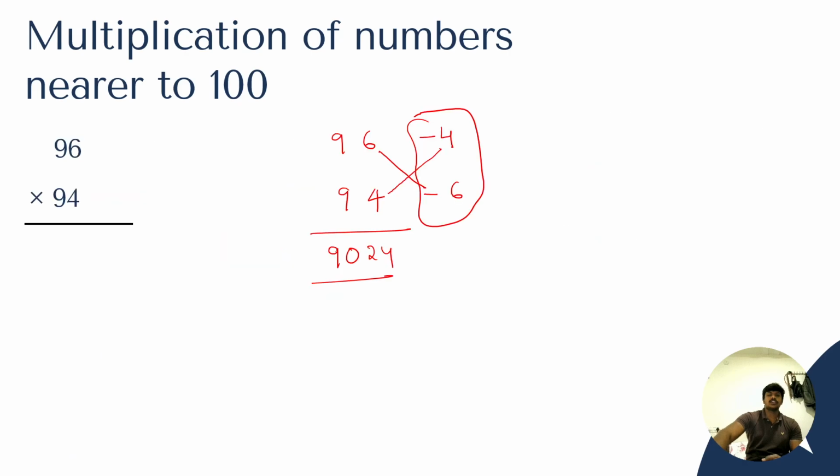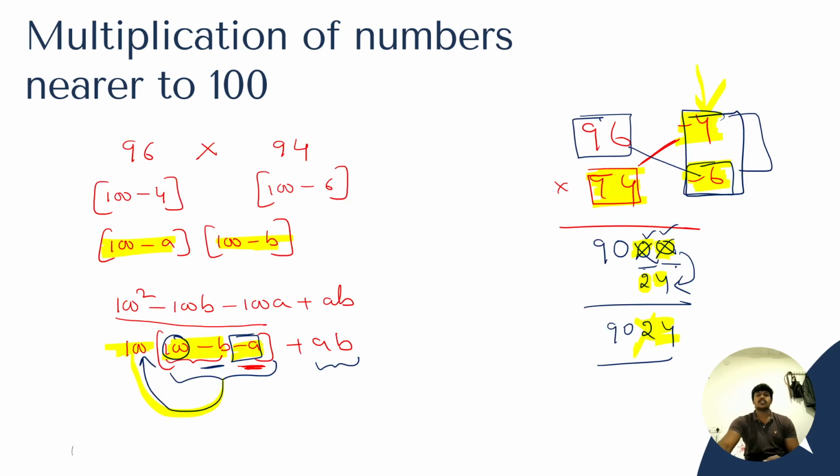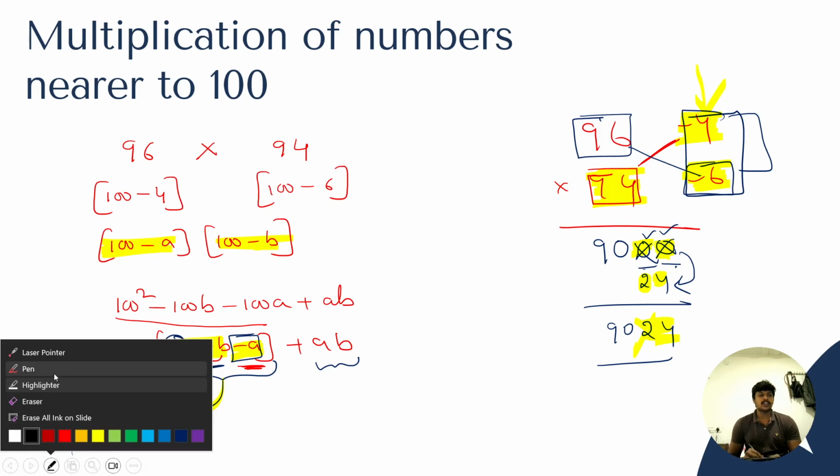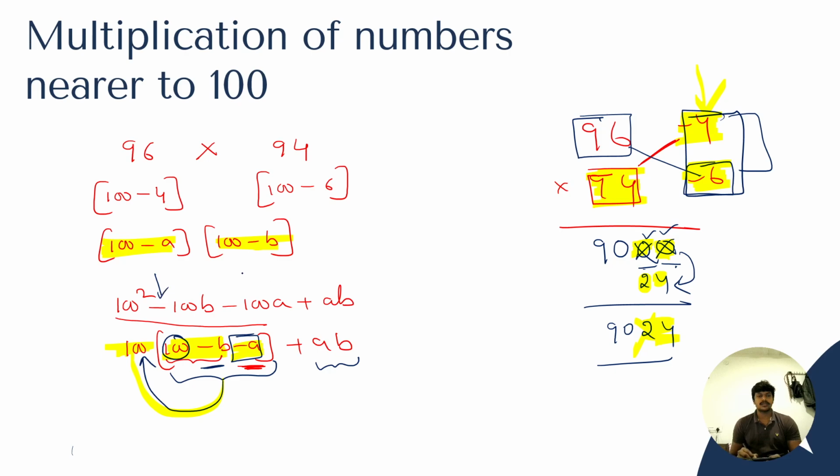So let us see what's actually happening here. The same thing we got. Now the question comes. If both the numbers are positive or if both the numbers are negative, like in this place, here and here, you are always going to get plus if both are minus or both are plus. What will happen if one number is plus and one number is minus? That means one number is above 100 and one number is below 100.